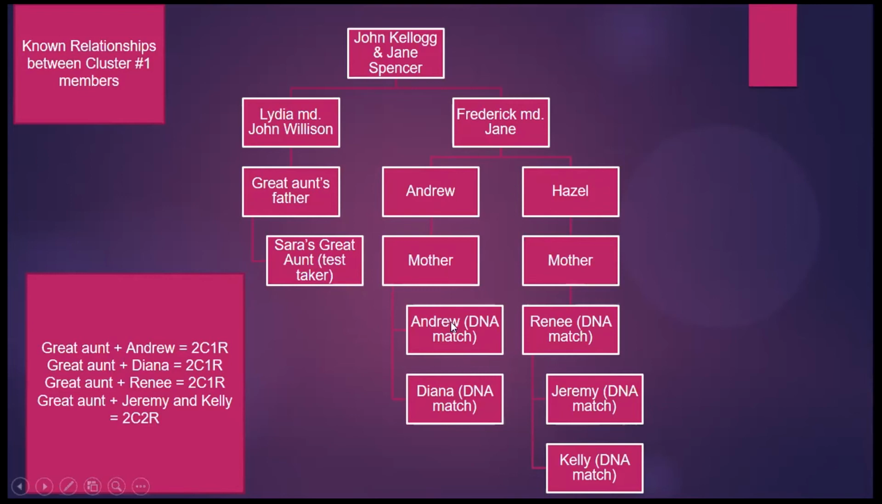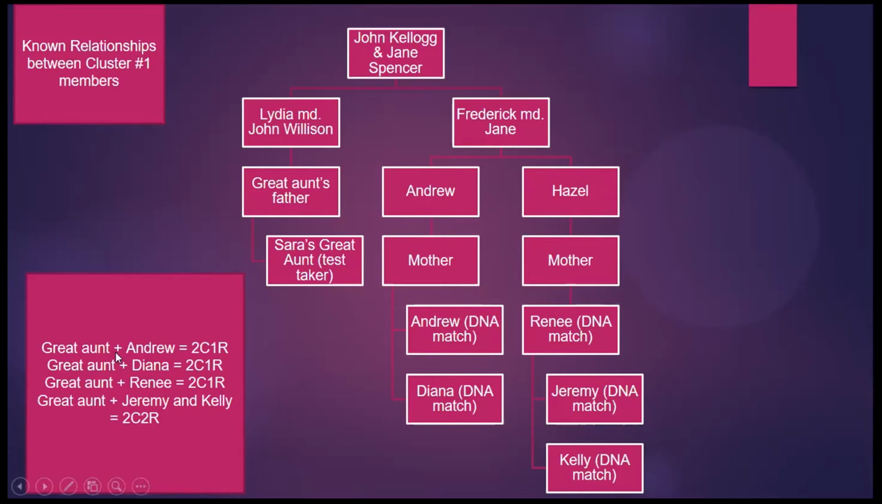And you can see that this is David, which it doesn't say David, sorry about that. This is David and his sister Diana. They come down from Andrew. And then from Hazel, we've got Renee and her 2 children, Jeremy and Kelly. So these are known relatives, and we can quickly place them on our tree, and we can figure out my great aunt's relationship to them, genealogically speaking.